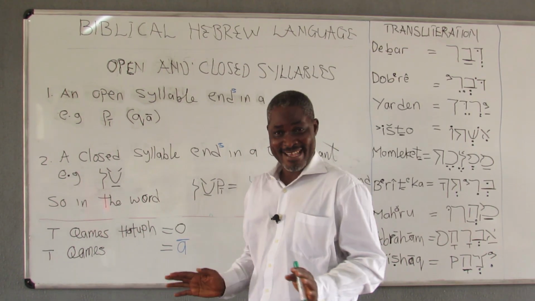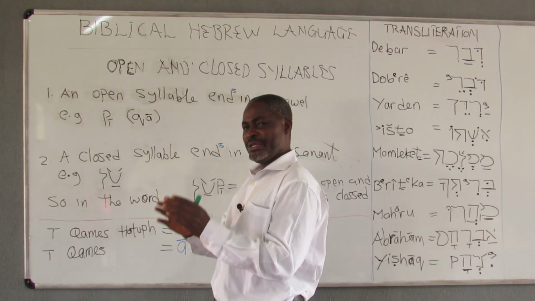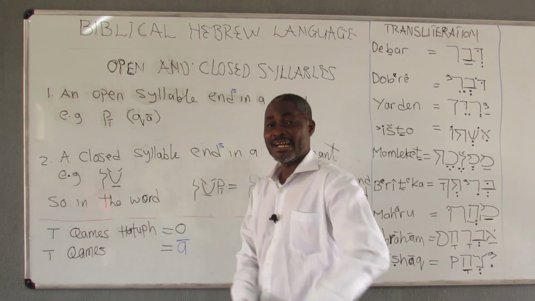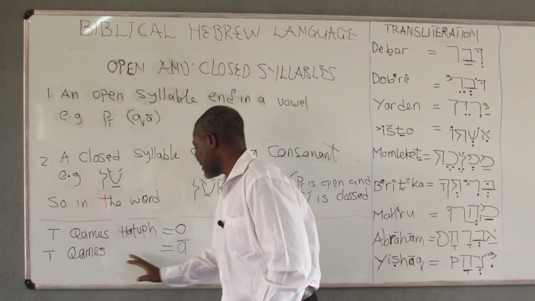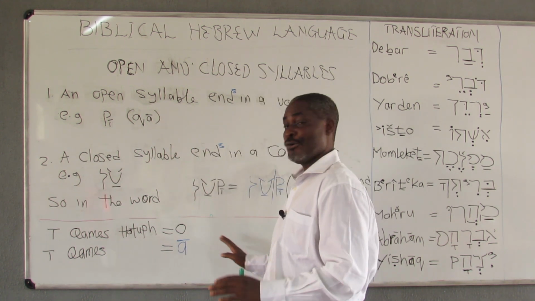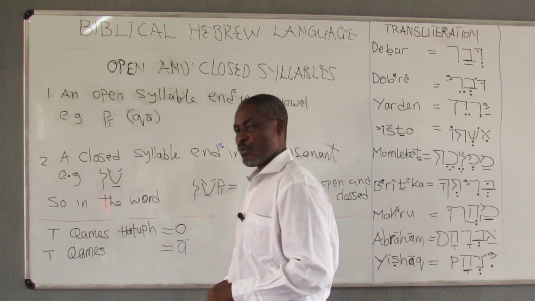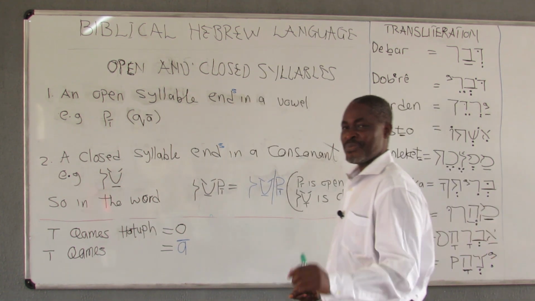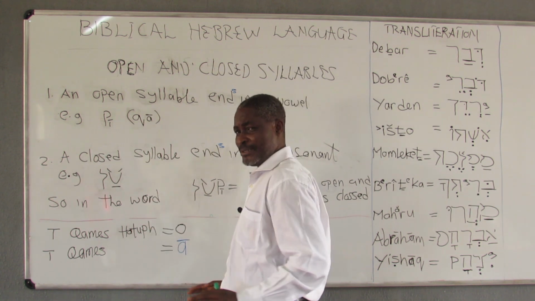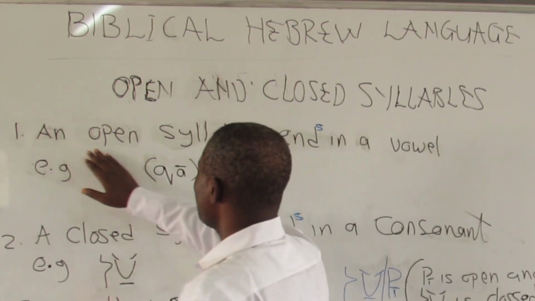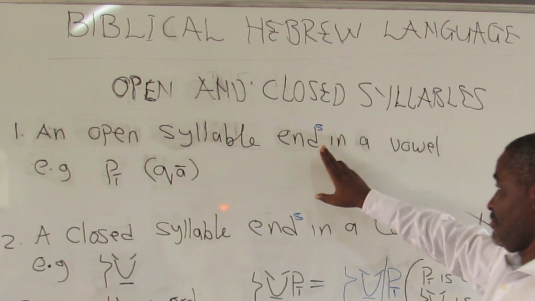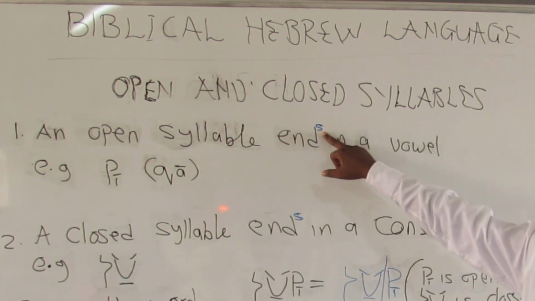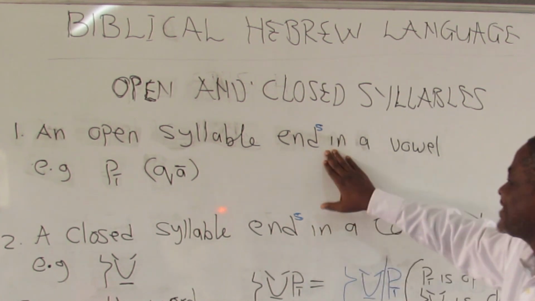Now, how do we know whenever this sign appears, whether it should be used as an O or as an A? When we need to know whether it is a kames atof O under the short vowels or kames A under the long vowel, what is going to help us is what is called closed and open syllable. You need to know that the first principle is that an open syllable ends in a vowel.